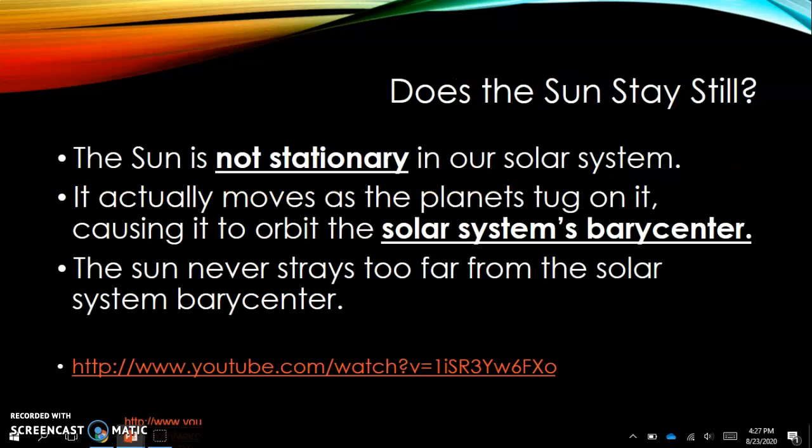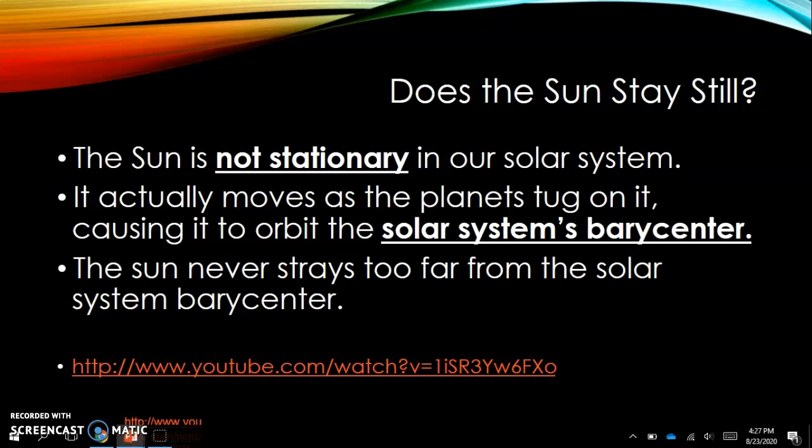So does the sun stay still? And the answer is no. So the sun is not stationary in our solar system. And the word stationary just means still. Okay, so the sun does not actually stay still in our solar system. So the sun actually moves as the planets tug on it, causing it to orbit the solar system's barycenter, okay? And the solar system's barycenter lies right outside of the sun, okay? Because that's where most of the mass of the solar system lies, right outside the sun, okay?